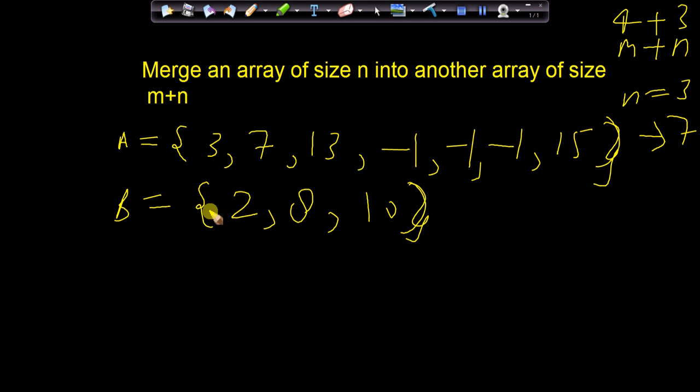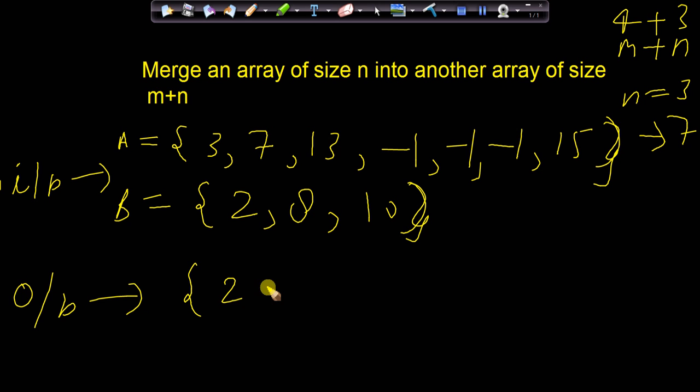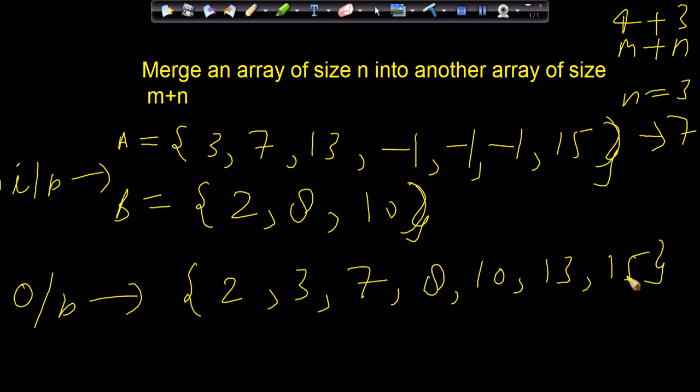So what we intend to do is we want to merge these two arrays. This is our input, and when we merge these two arrays our output should be a sorted array like 2, 3, 7, 8, 10, 13, 15. This should be our output.